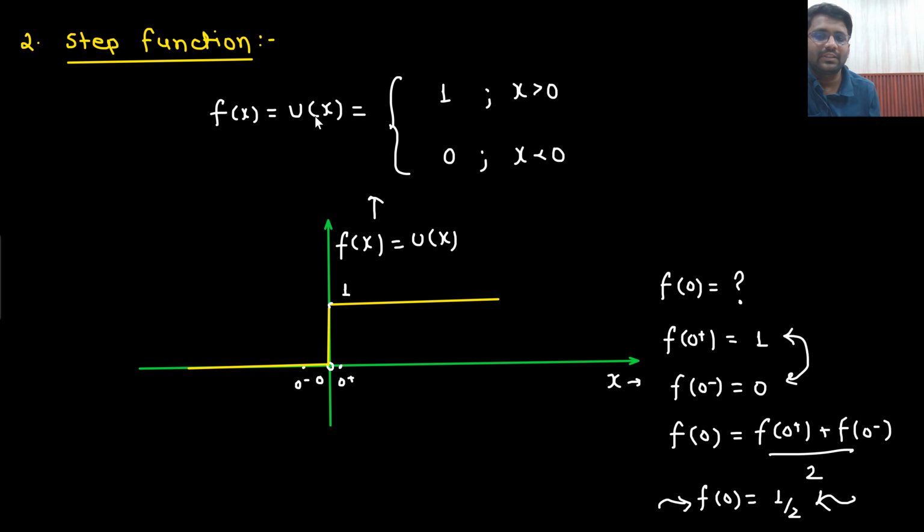Now there is another function which is known as the ramp function. So how is the step function represented? Sir, the step function is represented by u(x). The value of u(x) is defined as 1 for x greater than 0 and 0 for x less than 0. This is how your step function is defined.